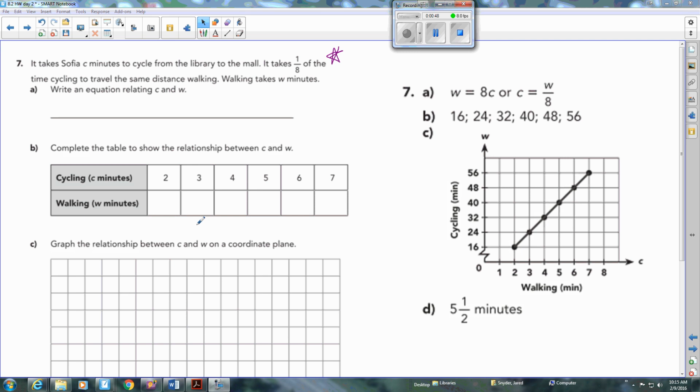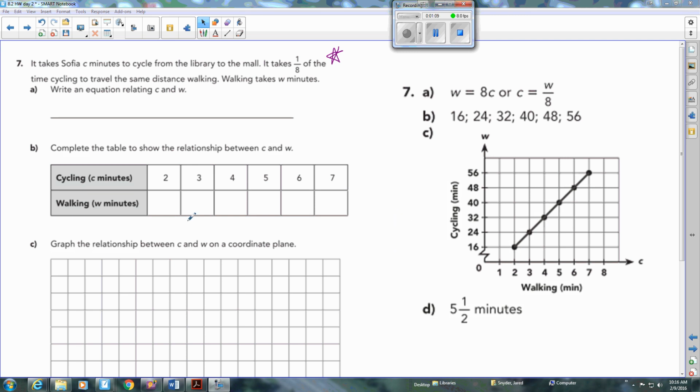Complete the table to show the relationship. Well, if it's 2 minutes cycling, it's 16 minutes walking. 3 minutes cycling, 24 minutes walking. 4 times 8 is 32, 5 times 8 is 40, 6 times 8 is 48, 7 times 8 is 56.